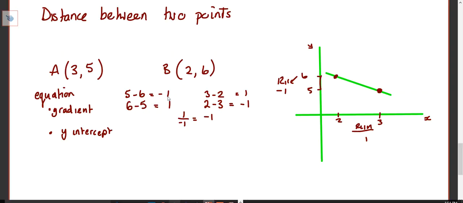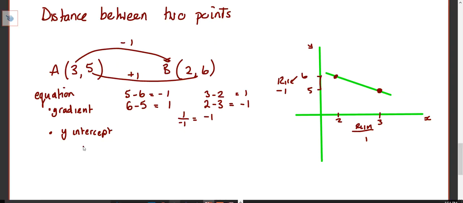Okay? Me, because I'm quite a visual person, I actually think I'm going 3 to 2, which is -1, and then 5 to 6 is +1. So that's how I do my rise over run, or if you have a picture in front of you.